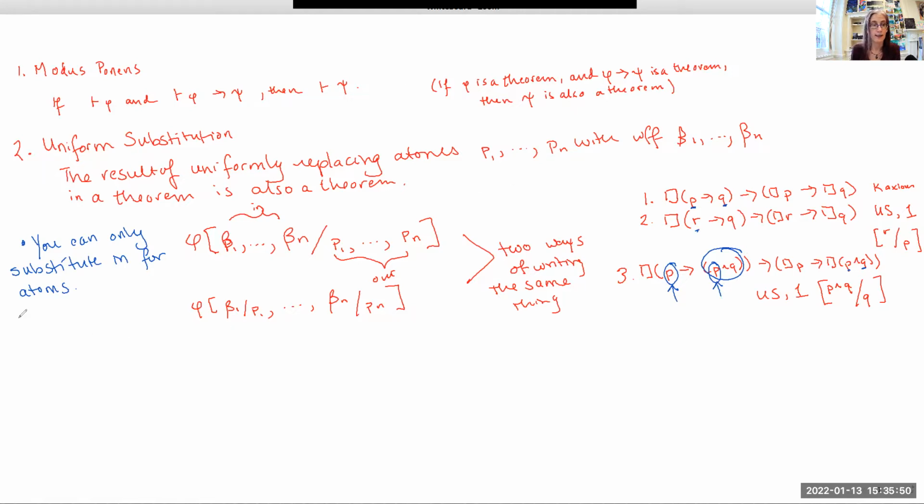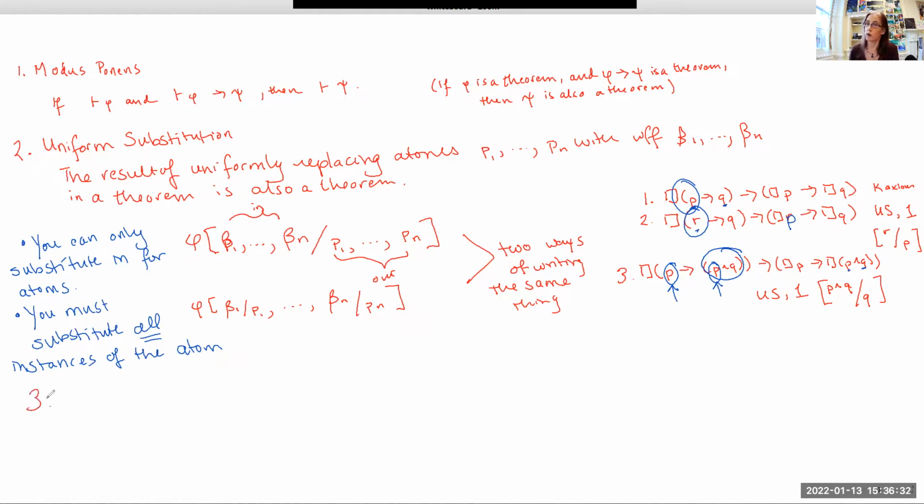The other is you must substitute all instances of the atom that you're substituting out. So over here, I couldn't decide just to substitute out this P and change it for R and then leave it here. That isn't uniform anymore. So with uniform substitution, you must substitute all of the occurrences of the atom, and you can only substitute out atoms. If you remember these two things, you won't have any problem with this rule.